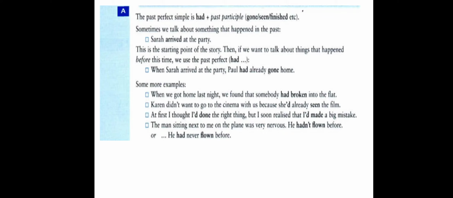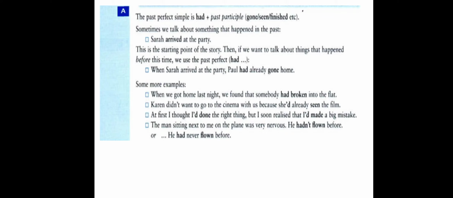You realize about something you did before, or you had done before. So what you had done before, he said, I had made a big mistake. So a big mistake is the first action, so it took the past perfect, and the second action is realizing, so it took past simple. This is a combination of two sentences.